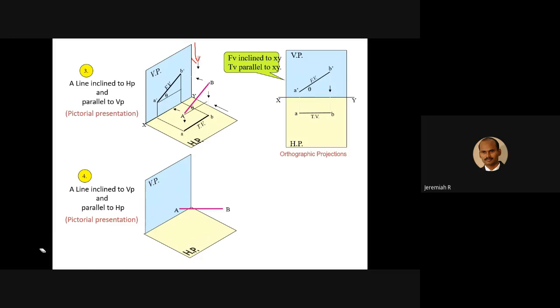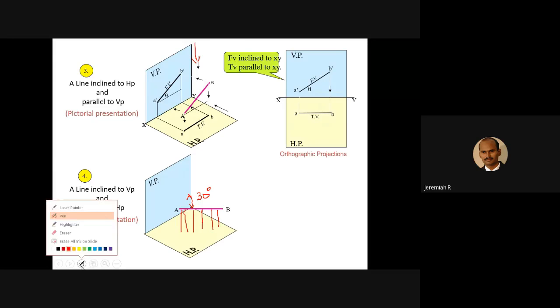Okay, when you say inclined to VP, there is some angle here, 30 degrees, something like that. So it is inclined to VP and parallel to HP. When you say parallel, the distance is equal. At any point you measure, the distance is equal. 30 mm means the gap should always be 30 mm. So the line is inclined to VP, but parallel to HP.